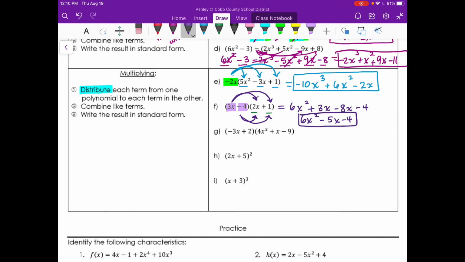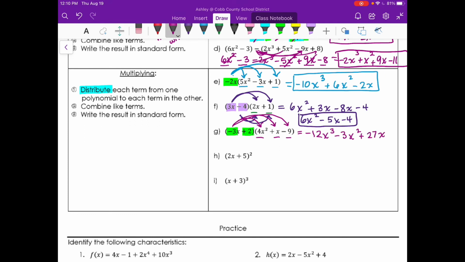All right, now this next one has a binomial, 2 terms, times a trinomial, 1, 2, 3. So we should end up with 6 terms when we distribute. And there are a couple different ways we can do this, but I'll go ahead and start with just basic distributing. All right, so I'm going to distribute my negative 3x to 4x squared, and that gives me negative 12x to the third. And then negative 3x times x gives me negative 3x squared. Negative 3x times negative 9 is positive 27x.